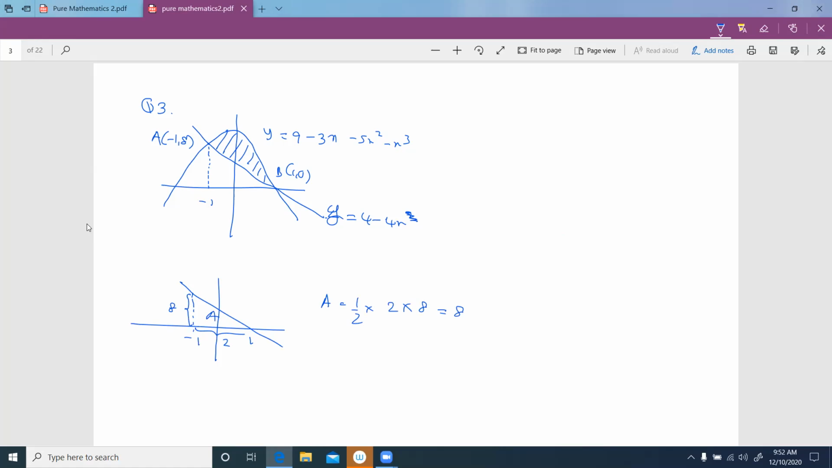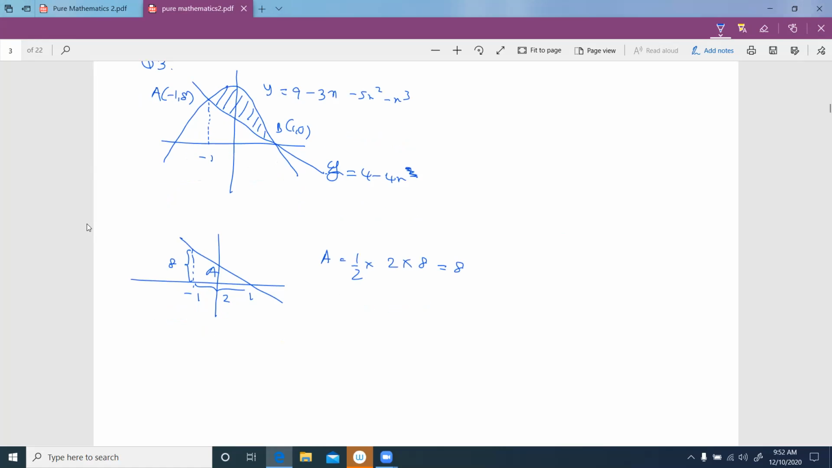Otherwise, if you didn't figure out this fact, we know that the straight line is y equals 4 minus 4x. Therefore, you can integrate from minus 1 to plus 1 of 4 minus 4x. It turns out to be 4x minus 4x squared divided by 2, from minus 1 to plus 1. If you do it, you receive the same answer. Any way you use, you can get this answer.